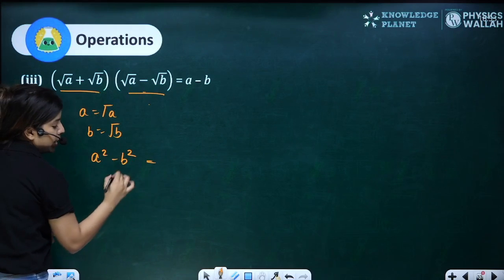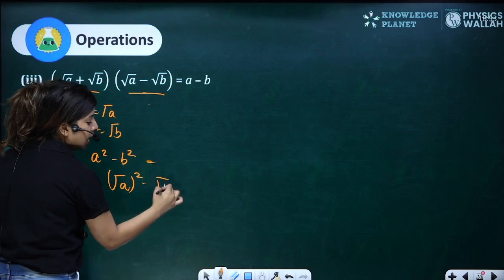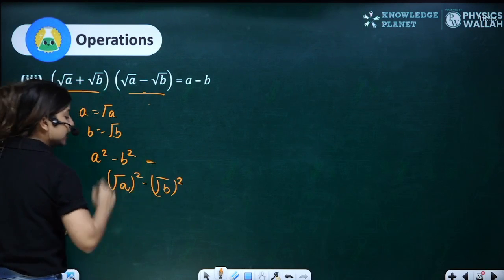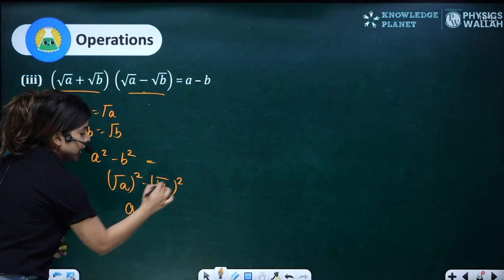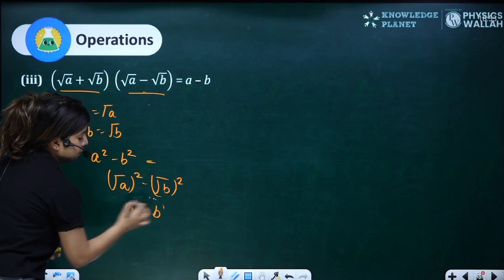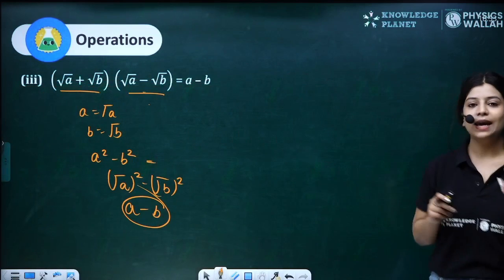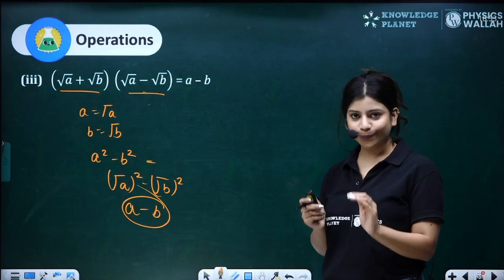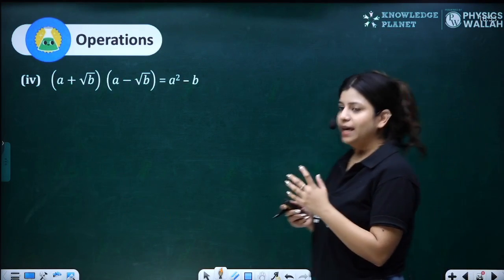Over here, A is under root A square minus B is under root B square. So we can simply say that under root of A square will give you what? A. Under root of B square will simply give you what? B. So this will be equivalent to A minus B. Right? Alright.